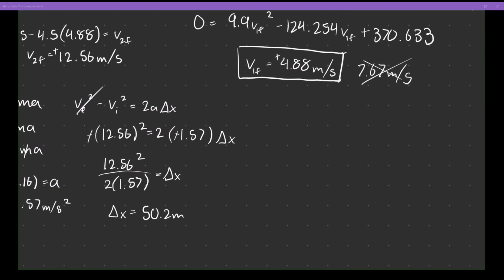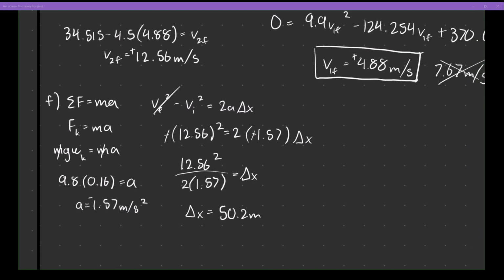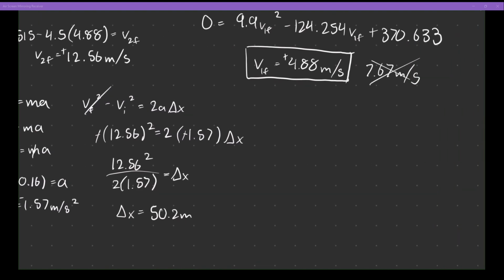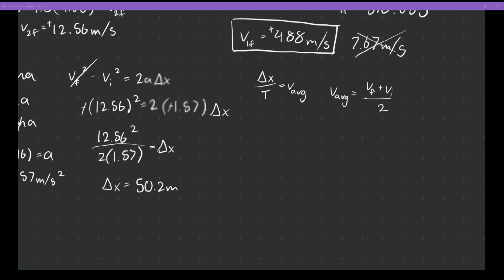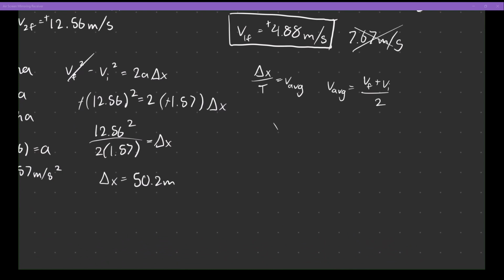So now I want to solve for t. I can set up average velocity, because I know a is constant, because the only force acting on it is Fk. That's the only force, so that's a constant. So I can set up average velocity equals average velocity. I know average velocity equals delta x over t, but I also know that v average can be vf plus vi over 2. That's another way, so I can set those equal to each other.